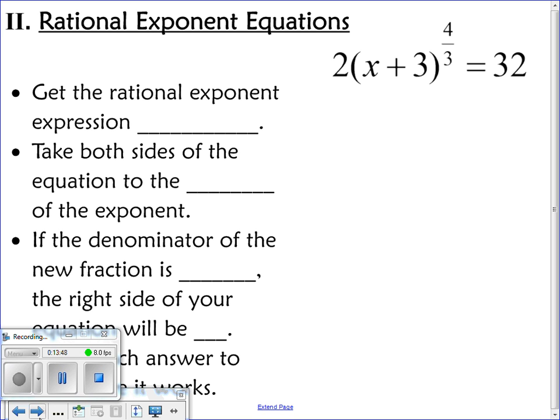All right, so the second part, it's really still not terrible. Now we're dealing with rational expressions, right? It's not a radical, but it's written with those rational exponents. I haven't even showed you how to do it yet. Maybe it won't be bad. Get the rational exponent expression alone, by itself.